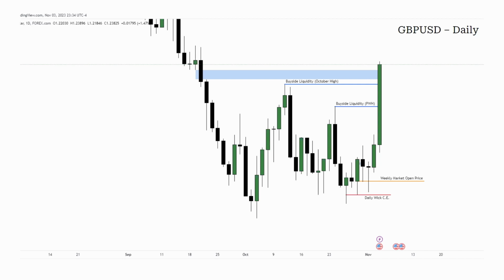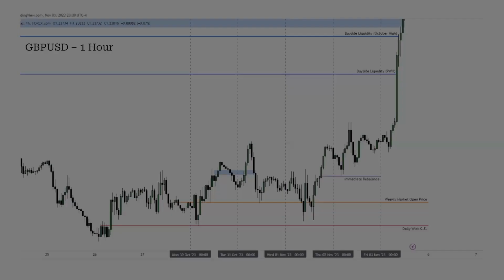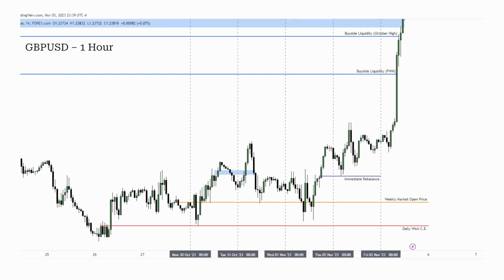So let's move on from GU daily. Like I said, just be calm, just relax. Go on GU 1 hour here. Went over this on Friday, kind of just broke it down for you. Trade down into the daily wick, the weekly market open price. Price runs higher, trades right down into it, trades through it.